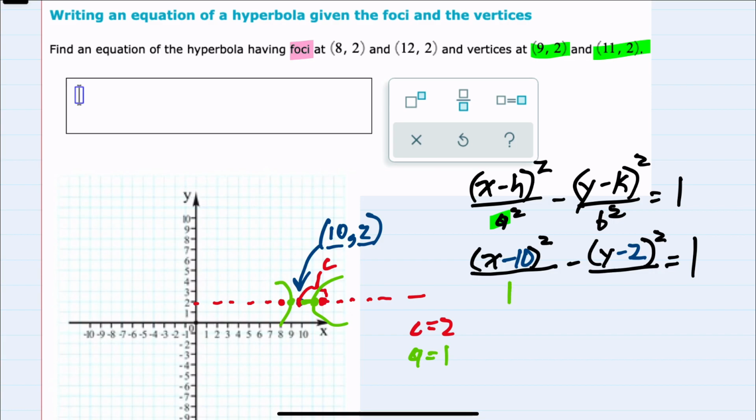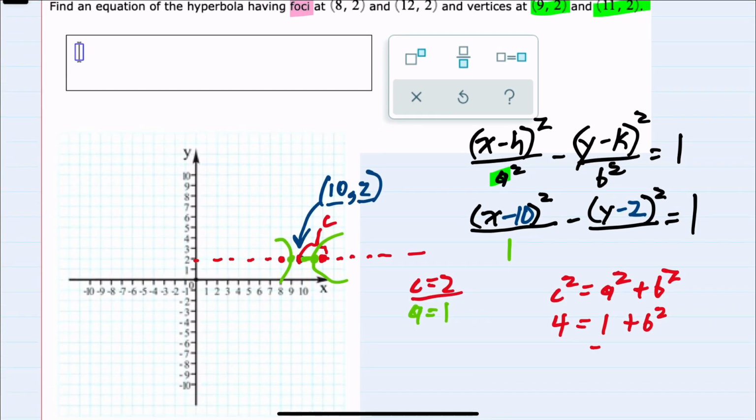And the last thing I need is b squared. Since we know c squared equals a squared plus b squared, and we found c is 2, so c squared is 4. A is 1, so a squared is 1. Solving here for b squared, I would subtract the 1 over. 3 is equal to b squared. And b squared is actually what I need to put underneath the second fraction, b squared, not b. So b squared is 3.